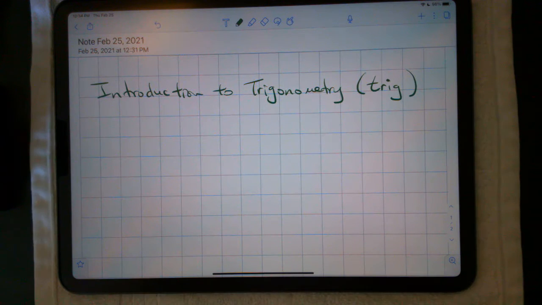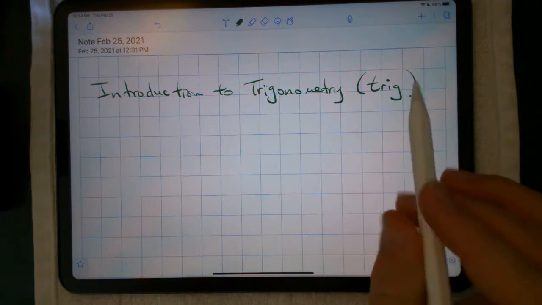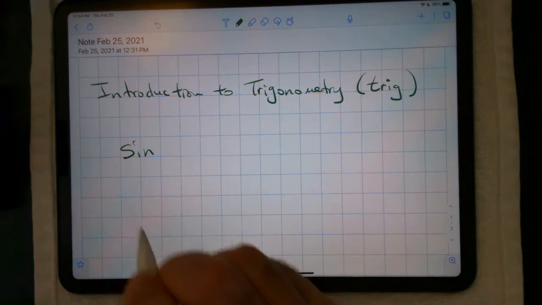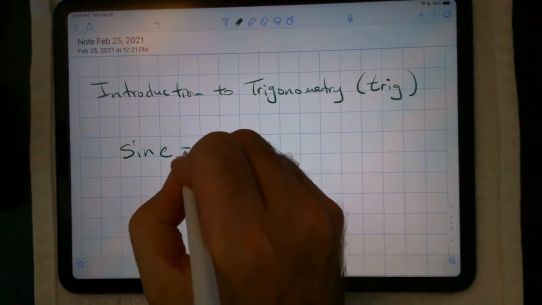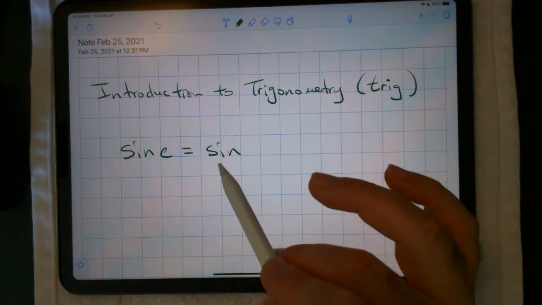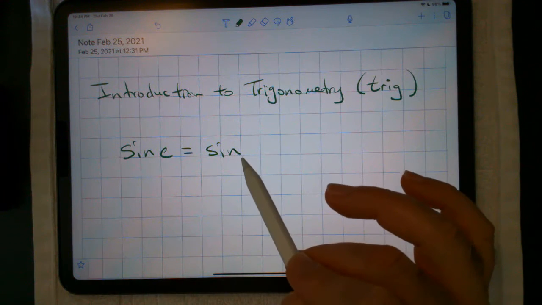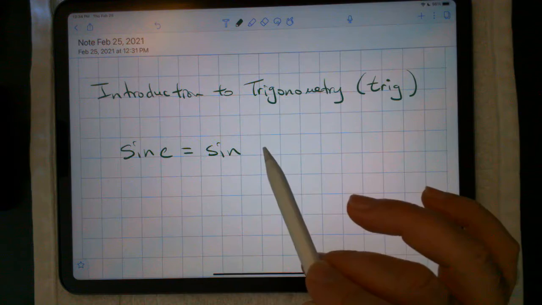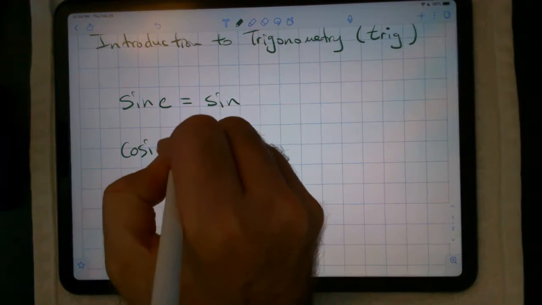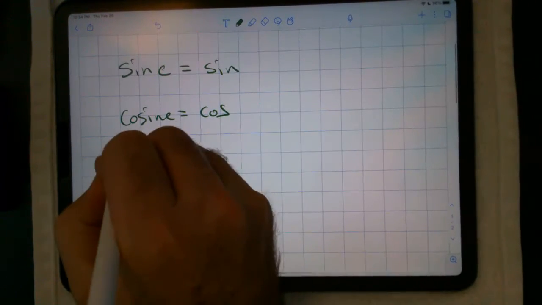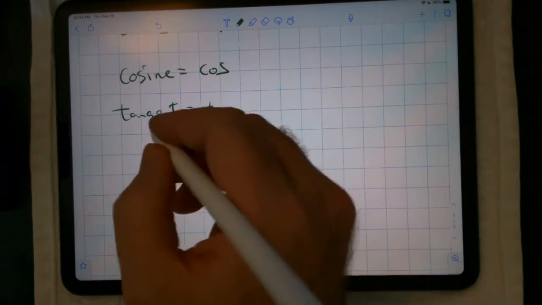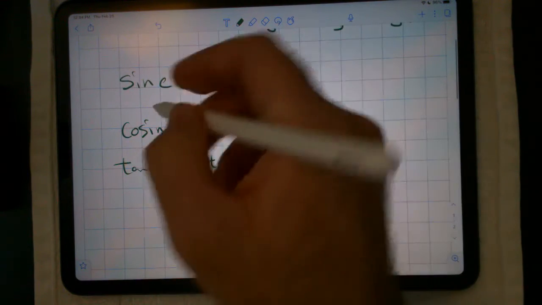So trigonometry deals with angle measures. Sine is written as sin, and all of your six trig functions are operators. They don't just stand by themselves. So sine is sin. Then we have cosine, and this is written as cos. We have tangent, and this is written as tan, and then we have the inverses of these.